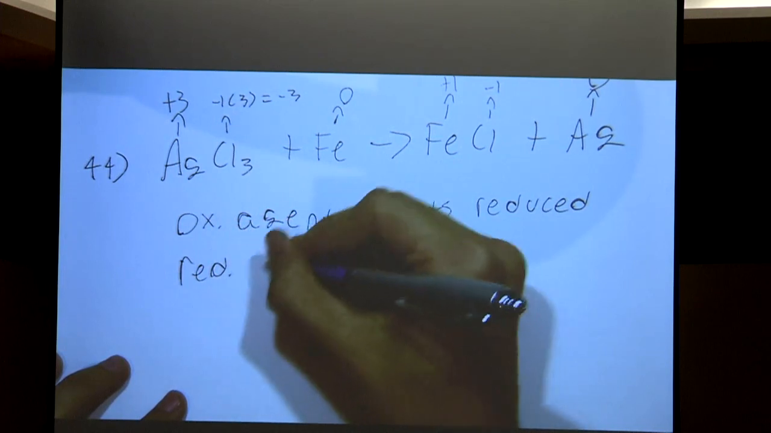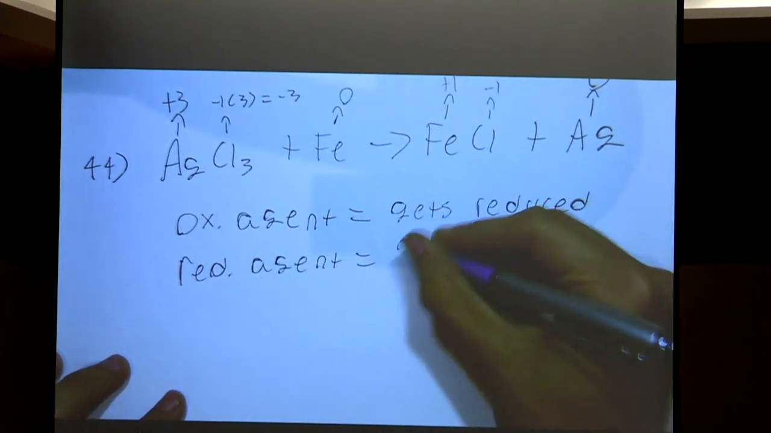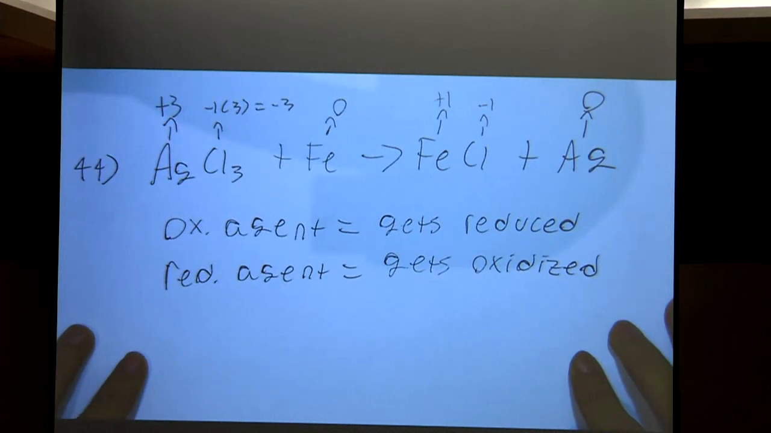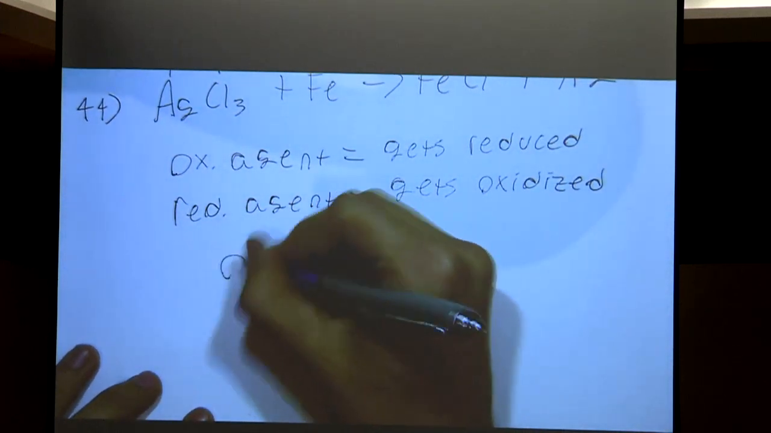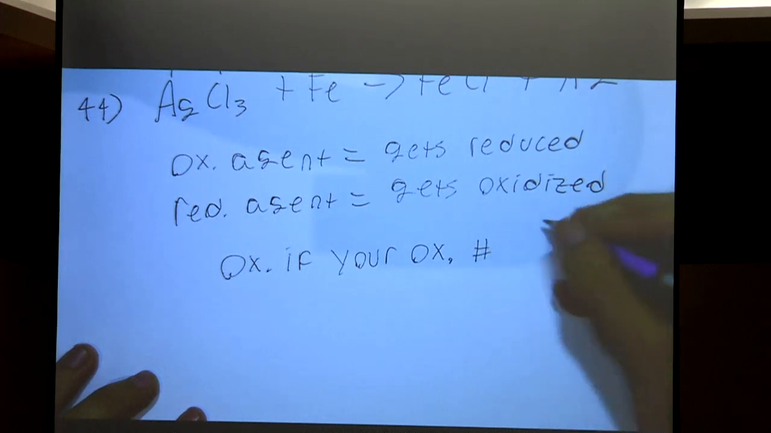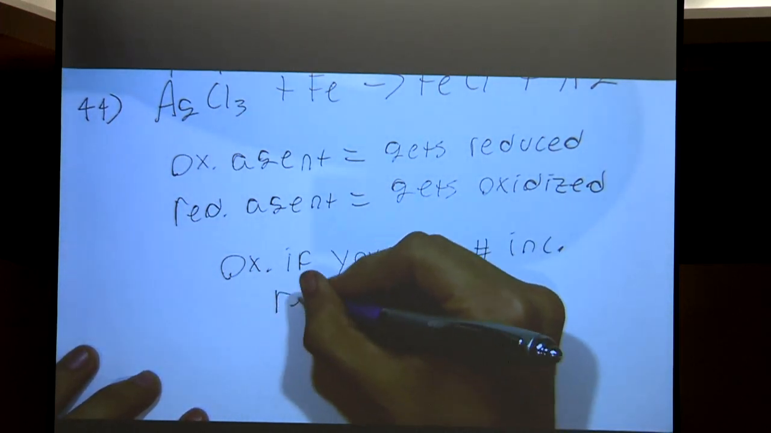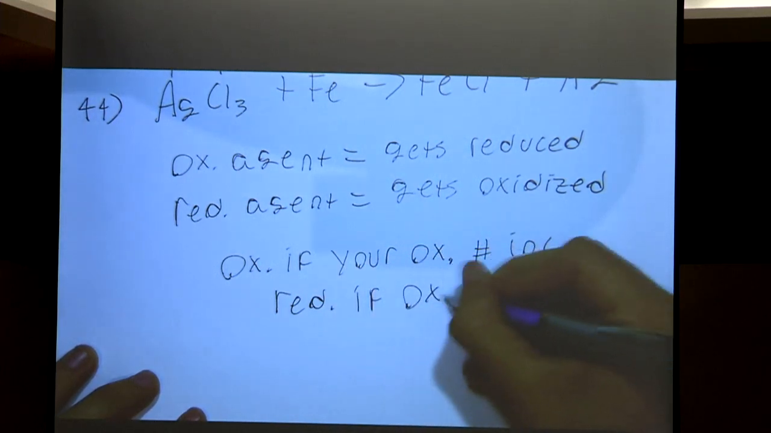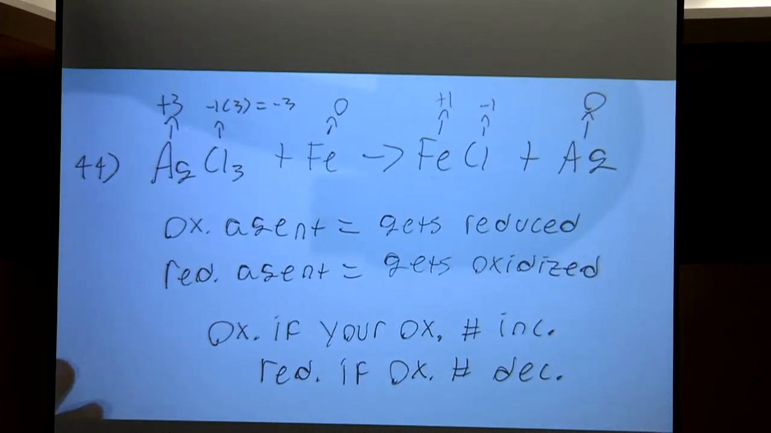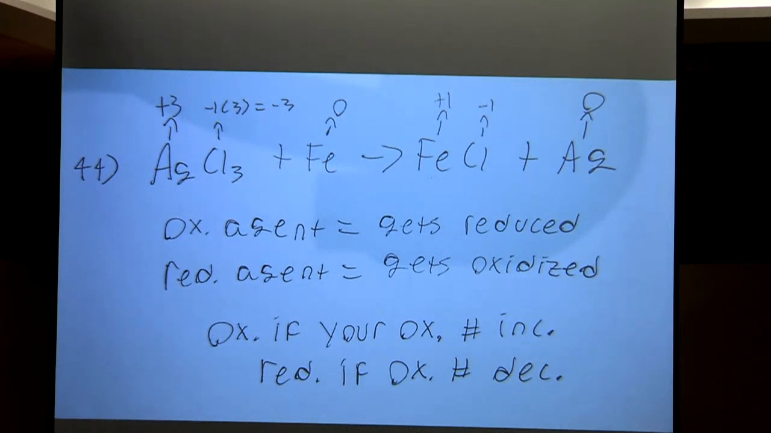The reducing agent is the substance that gets oxidized. All right. So you are oxidized if your oxidation number increases. Reduced if your oxidation number decreases. All right. Which one of these elements gets reduced?